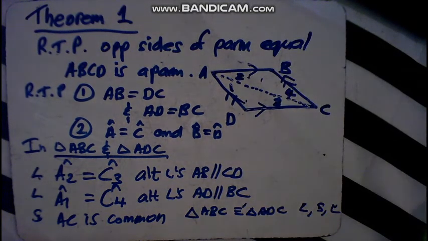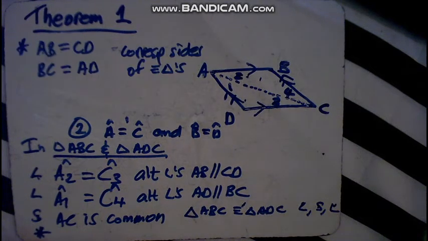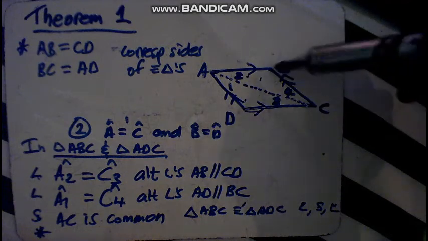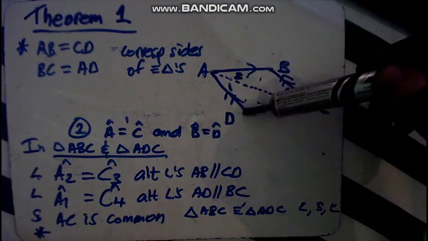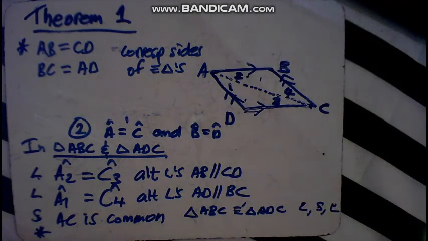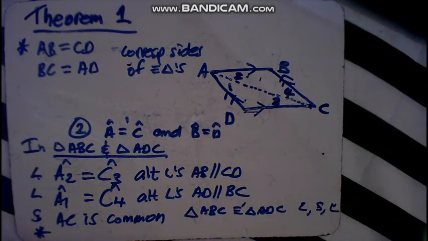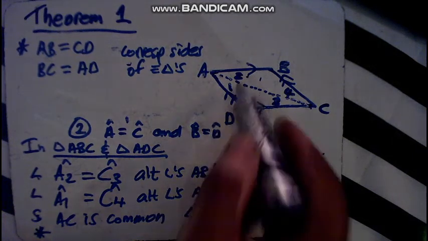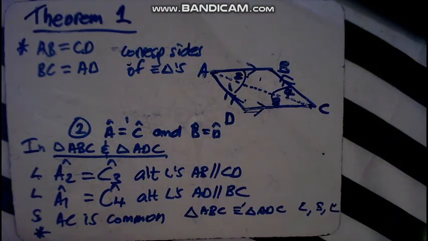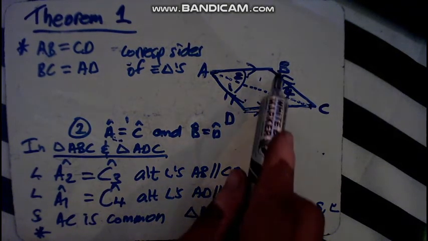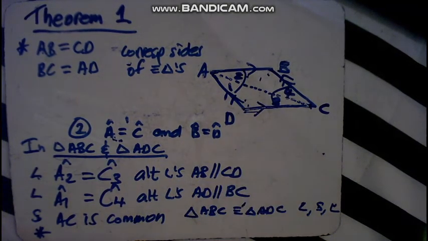Okay, so we're going to have to write those statements. AB would be equal to CD and BC will be equal to AD. These are the corresponding sides of the congruent triangles. Now we need to prove that the whole of angle A is equal to the whole of angle C. Notice that was the second thing we have to prove, and then we have to prove that B is equal to D. I'm going to clear the board.